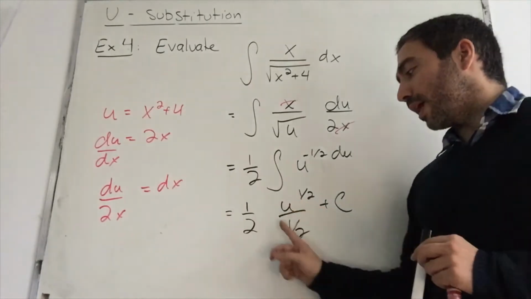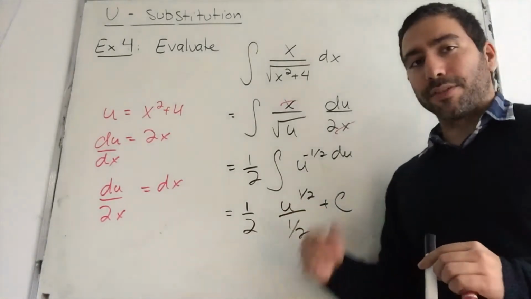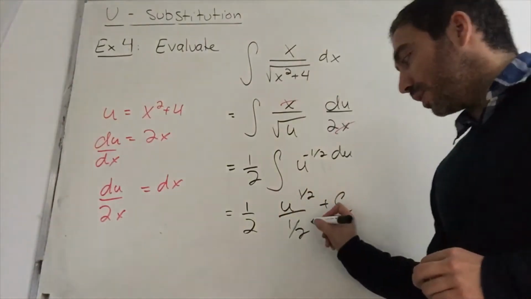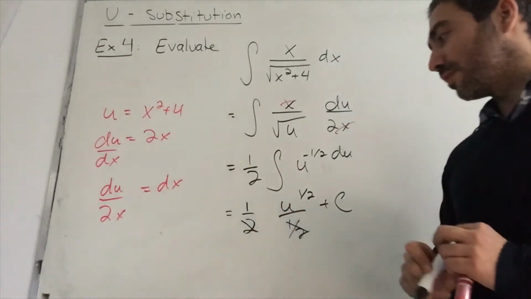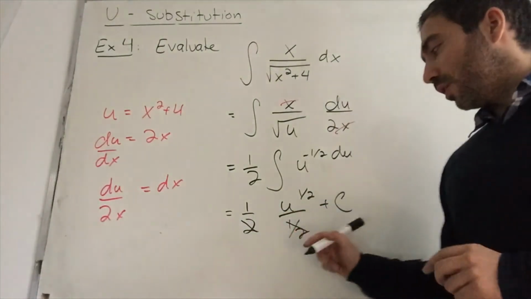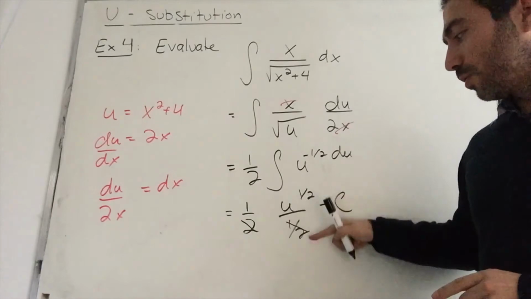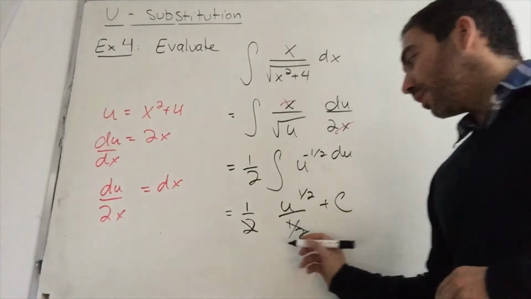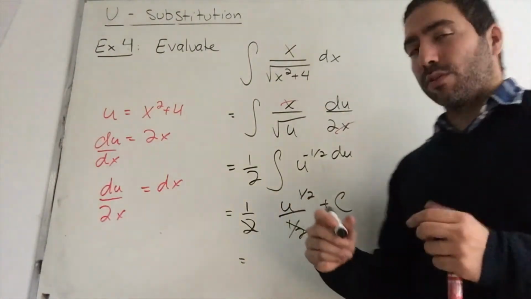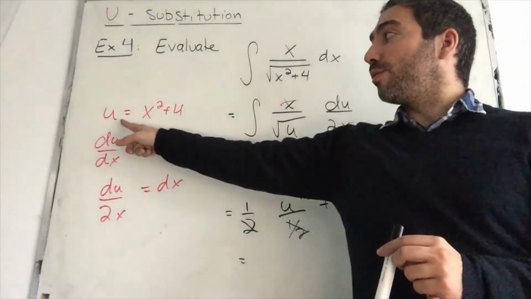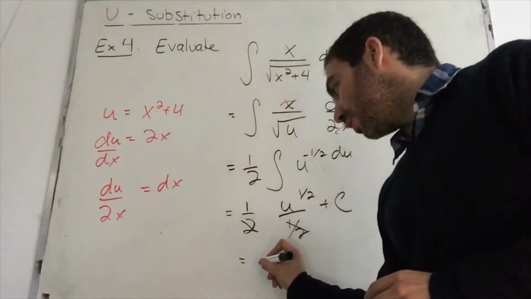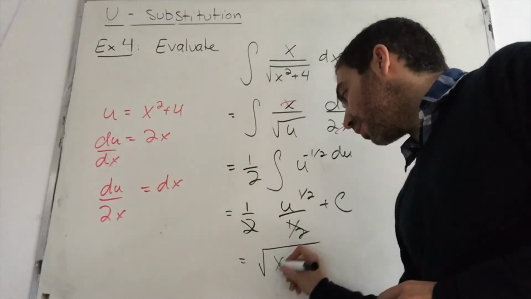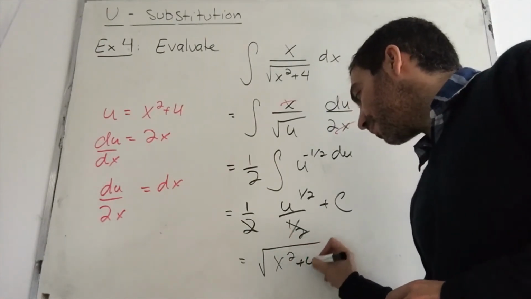So that's the integral, and we add c. Dividing by 1/2 is the same as multiplying by 2, so this 1/2 and this 1/2 cancel. Because you can multiply by the reciprocal, the 2 comes up on top, and then you have 1/2 times 2, which is 1, so they cancel each other, leaving us with u to the 1/2. But what's u equal to? U is equal to x squared plus 4. So really what we have is the square root of x squared plus 4.